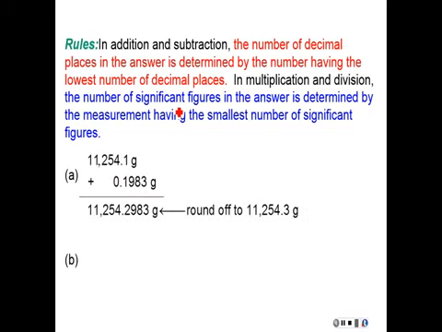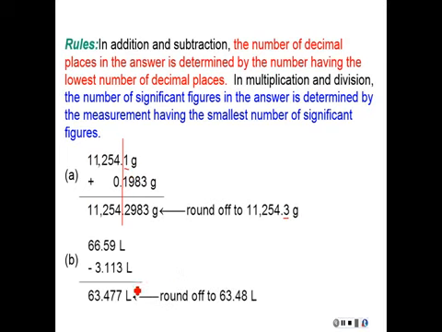So for A, we're adding these two together. Line that right up like that. And you notice that we rounded this off, so it only had one digit to the right of the decimal point, and that's because of this guy up here. And here's B. Now we're subtracting. And you notice that this guy has 2 to the right, while this one has 3. So we round off our answer, it only has 2 digits to the right. And because we're dropping that 7, we make the 7 here become an 8.